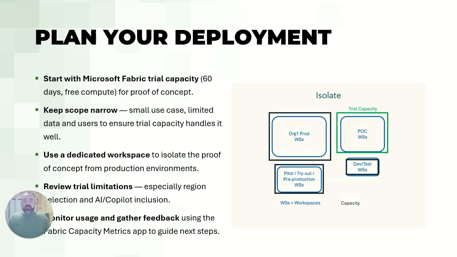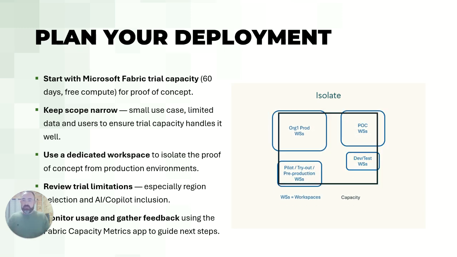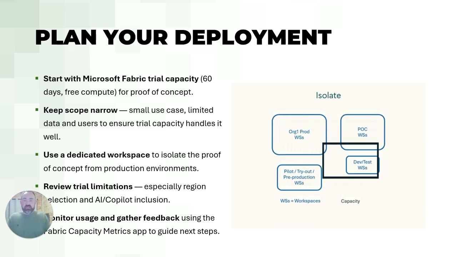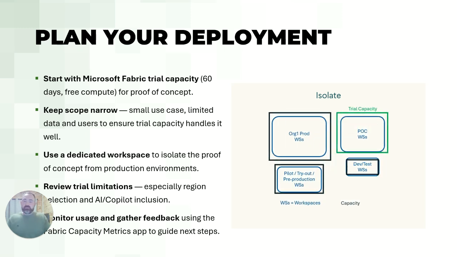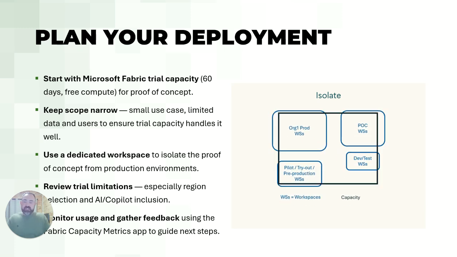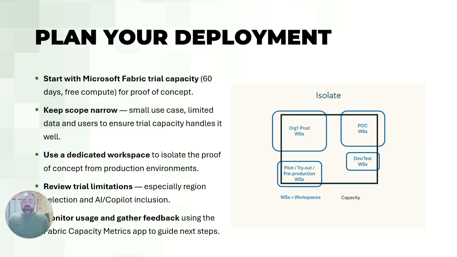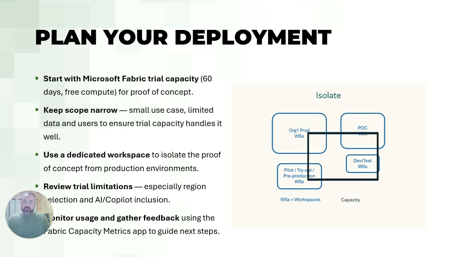So when we're first starting and we're building out a proof of concept, keep the scope narrow. Create one pipeline into one lakehouse and one BI report, and make sure that you're monitoring it through. Use a dedicated workspace. So isolate the proof of concept from anything that you've got in production. Review the trial limitations. There are limitations when it comes to region and AI selection and AI Copilot inclusion. And monitor your usage and gather feedback from the users as well. So you can monitor it in the capacity metrics app, but also involve end users.